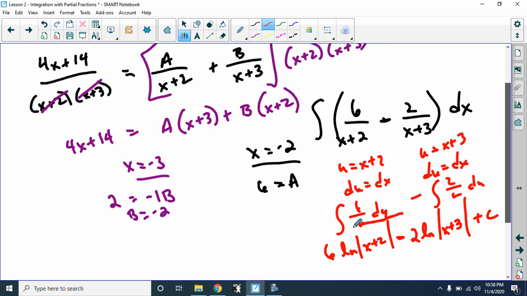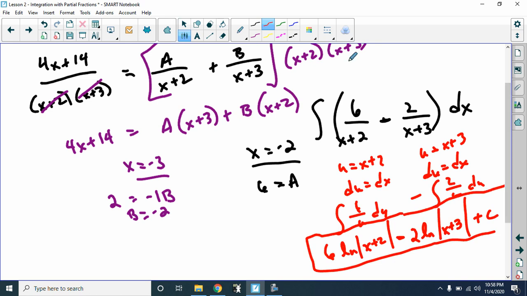And there's our answer. So nothing super new there. We are rewriting with partial fractions, which we've done. And then once we have it in the partial fractions, we're integrating, which we've done. It's just kind of combining the two things.